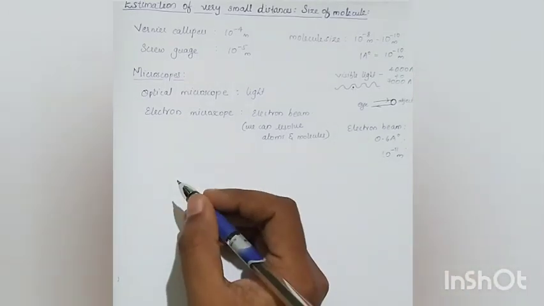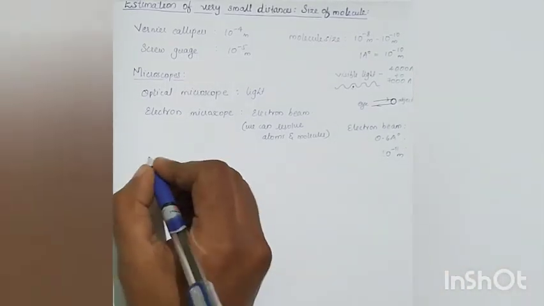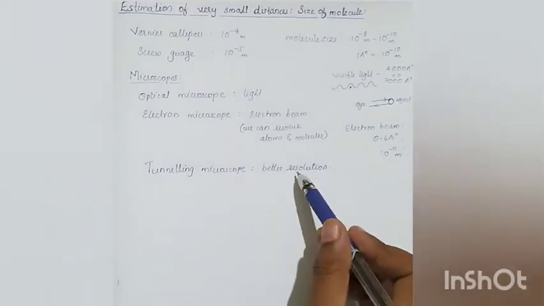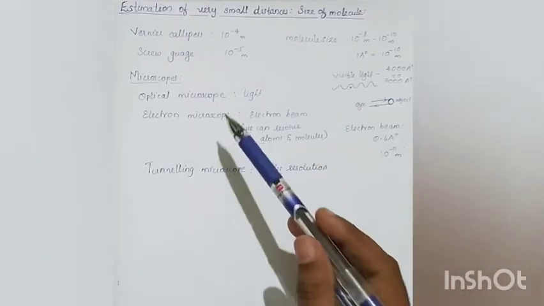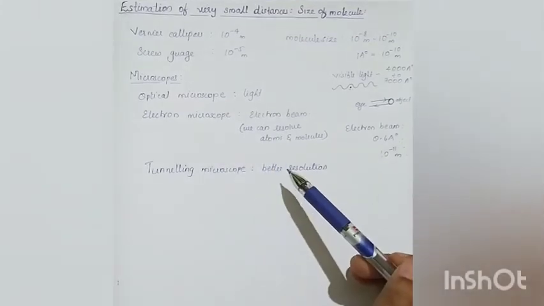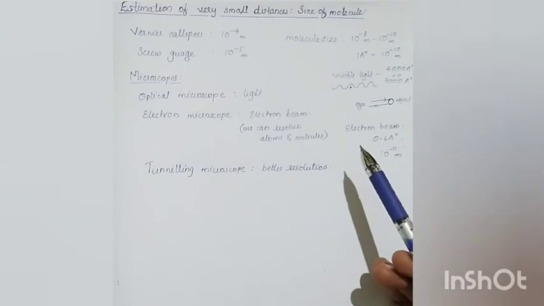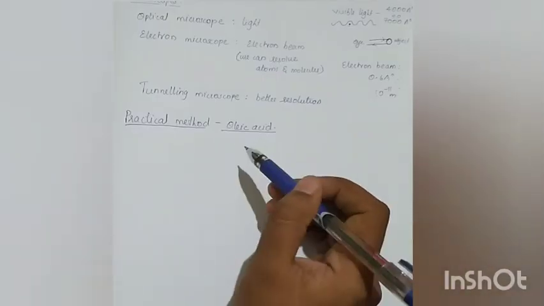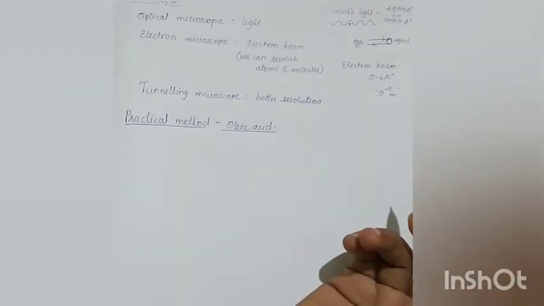In recent times, another microscope called the tunneling microscope has a better resolution than the optical microscope and electron microscope. Using these newly developed microscopes, we can resolve the size of an atom or a molecule. Now we are going to see a practical method using which we can estimate the size of a molecule.